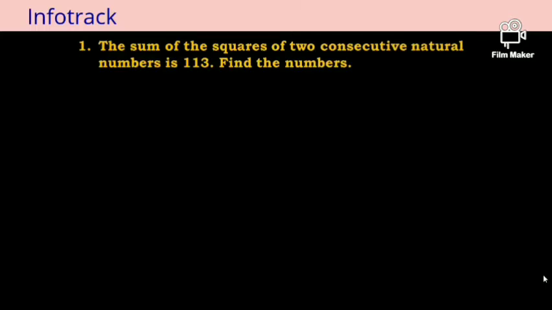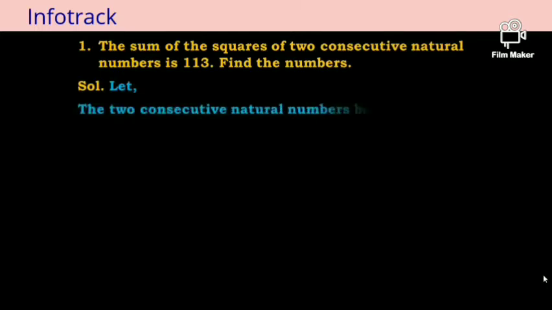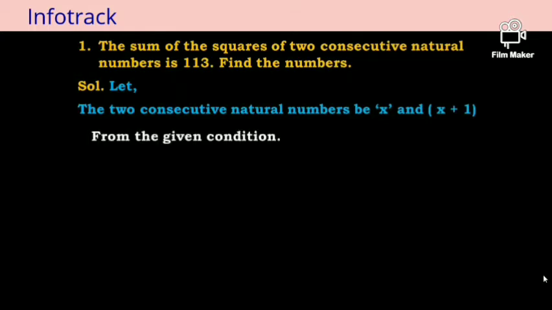Here what is given? Sum of the squares of two consecutive natural numbers. Consecutive, we have already learnt: the numbers which follow in order are called consecutive natural numbers. So here you can take the consecutive natural numbers x and x plus 1. But according to the problem, the sum of the squares of the consecutive numbers is given. Clear? Now, from the given condition, the selected numbers x and x plus 1 have been taken.